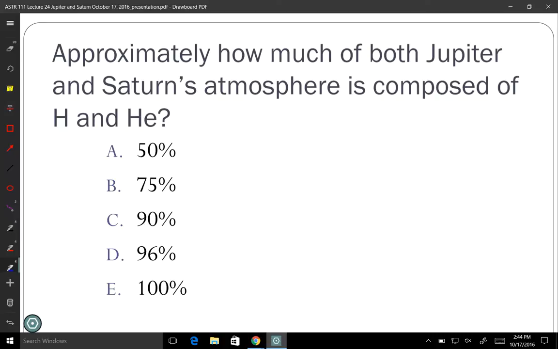So approximately how much of both Jupiter and Saturn's atmosphere is composed of hydrogen and helium? Notice this is 'and', so it's hydrogen plus helium equals.